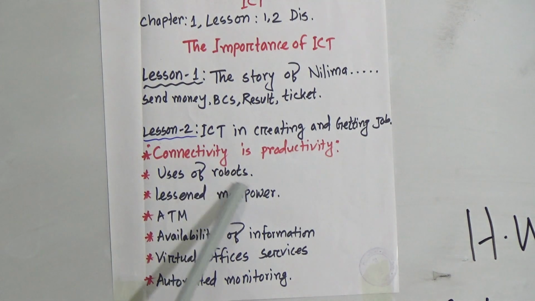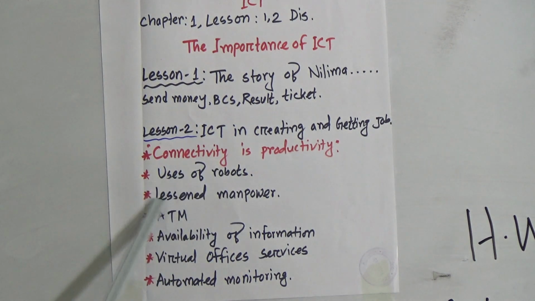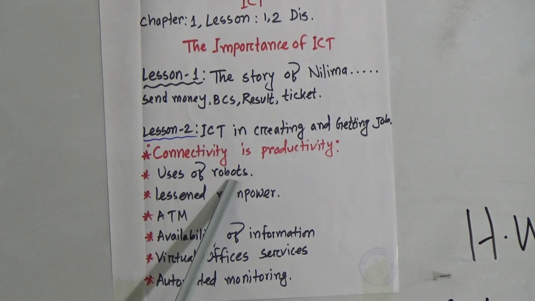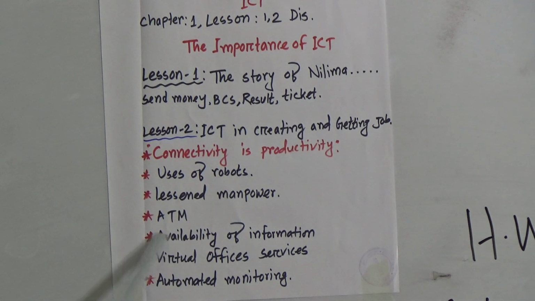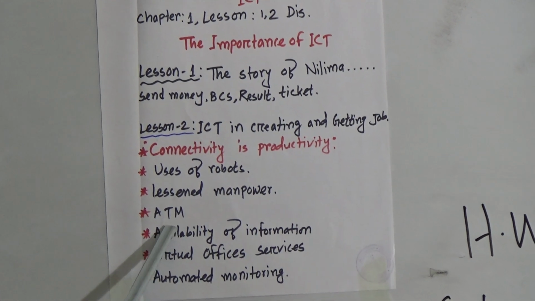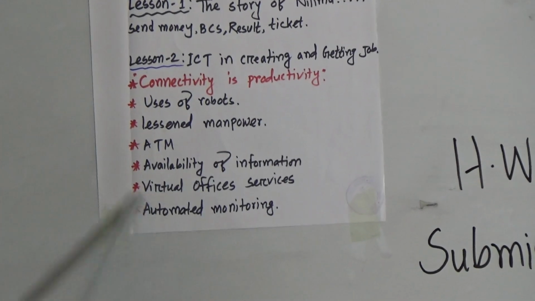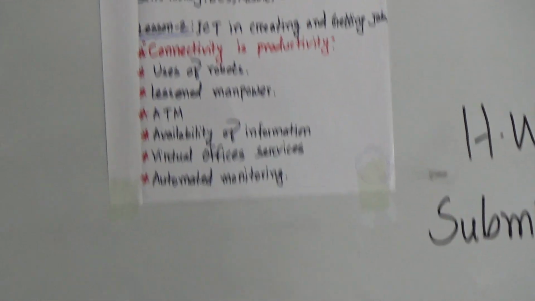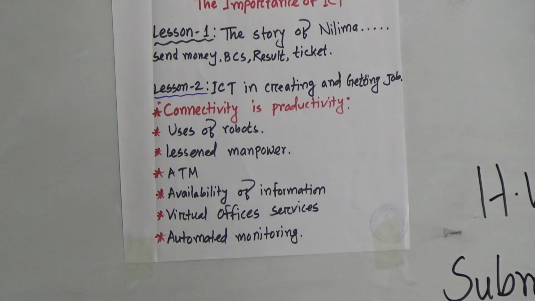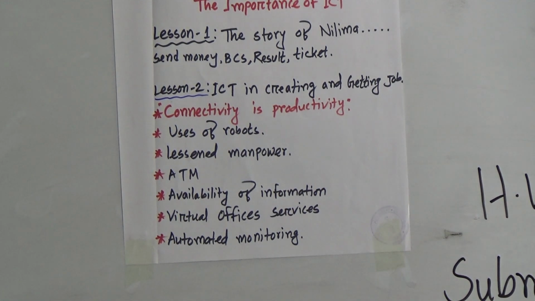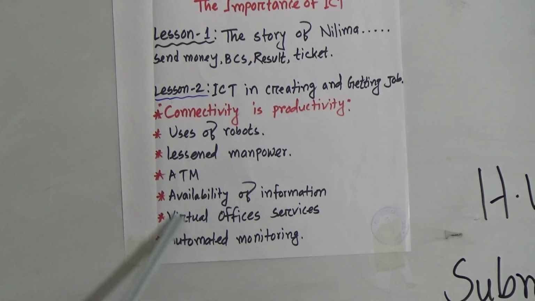Use of robots decreases our risk and lessens manpower. ATM services. ATM means automated teller machine. So by this we can get money without going to the bank and without standing in a long line. So this is also rendered by ICT. Then availability of information. Dear students, nowadays all the information is available on the internet. Whatever you like to search, you go through and search it, then get it. And this is also rendered by ICT.